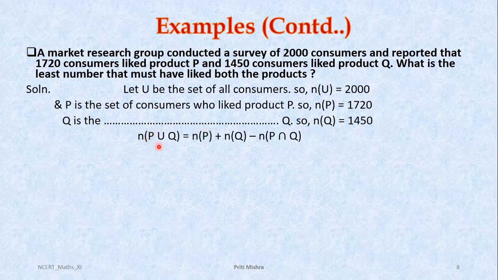As you know the formula, N of P union Q will be N(P) plus N(Q) minus N of P intersection Q, with respect to the sets P and Q here.